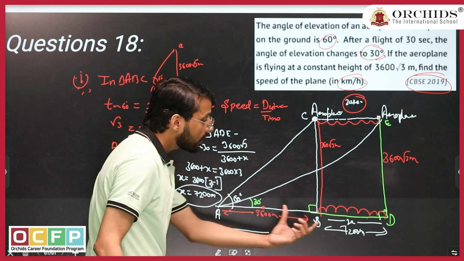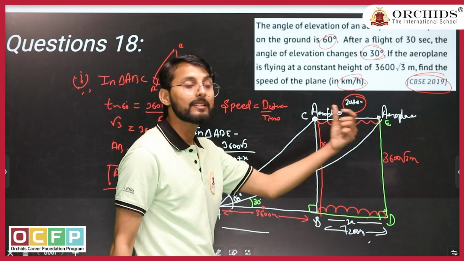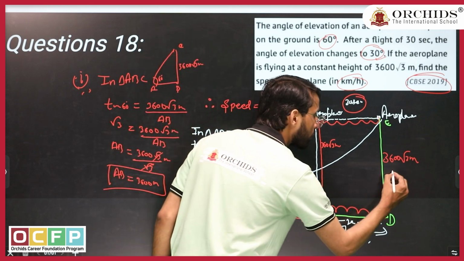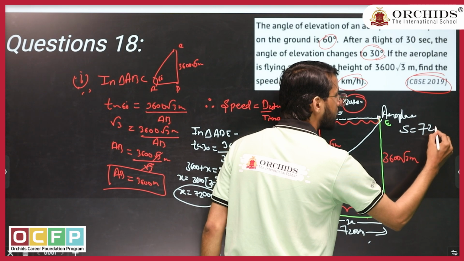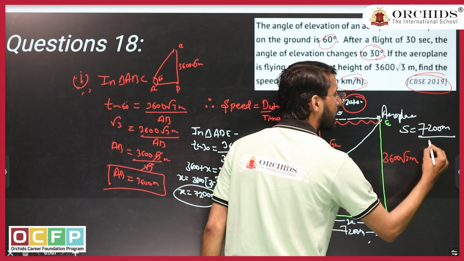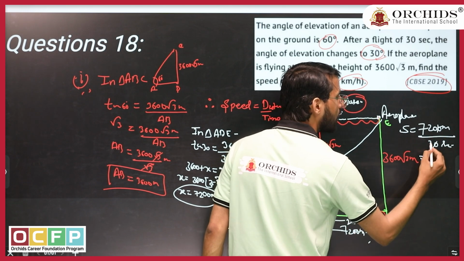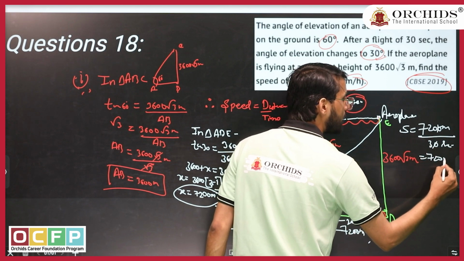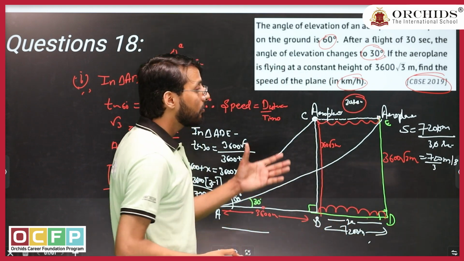Now during this distance only the plane traveled for 30 seconds. So apply the speed formula. Speed is equal to distance, I am covering 7200 meter, and time I am taking 30 seconds. So 0 and 0 cancel. 720 meter per second divided by 3. This we got as 240 meter per second.